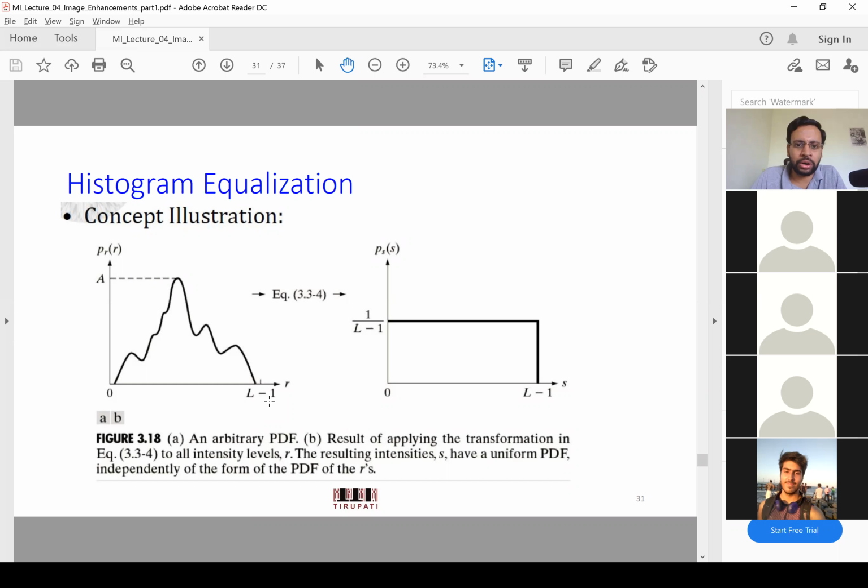How do I compute the CDF? Suppose I want to compute the CDF value at R equal to R naught. What will I do? You are given this function, so integration from 0 to R of p_r(r) dr. That's what I will do, and that would give me the CDF.